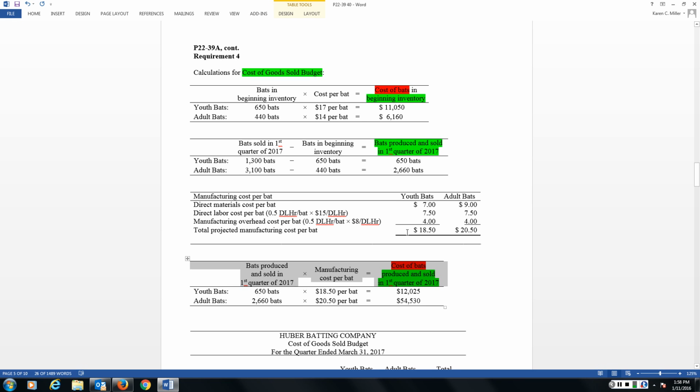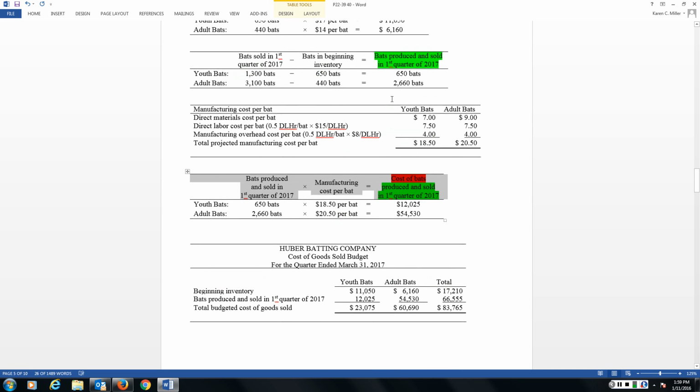So using these numbers, you can see the $18.50 pulls here. You can see the $20.50 pulls here. So the 650 youth bats that I sold moved at a cost of $18.50 a bat. The 2,660 bats that I produced and sold in the first quarter moved at $20.50 a bat. So these are the cost of the units that I produced and sold in the first quarter. These are the cost of the bats that I already had. I sold each set of them.